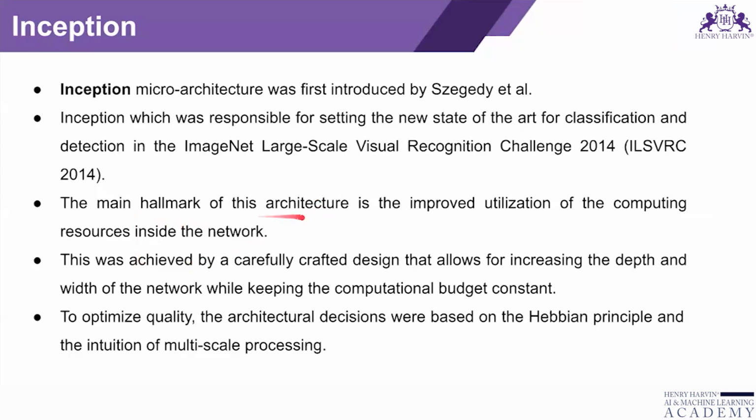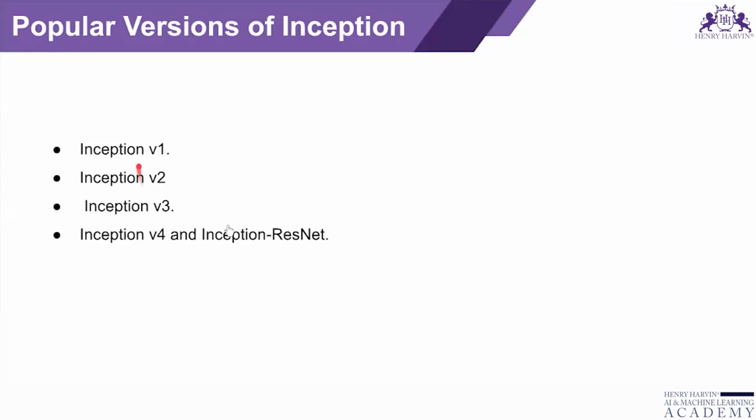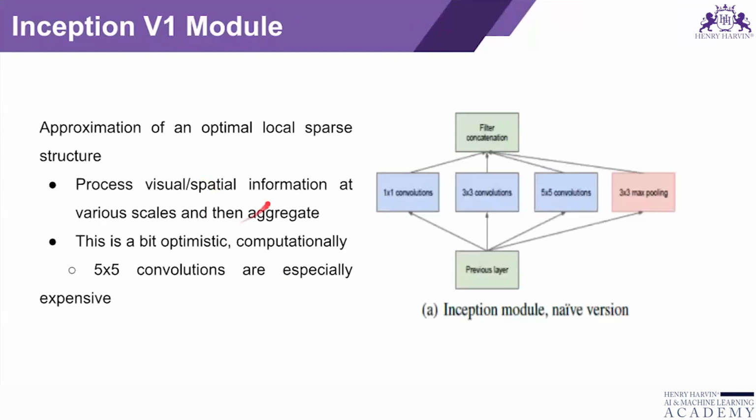So these are the main hallmarks of the architectures, which include utilization of different things. These are the basic theory about the inception model. You can read: optimized quality, architecture design, Hebbian principle, and what they have. There are popular versions, how they are improving, version 3. These are the details of the inception, what kind of architecture they use.